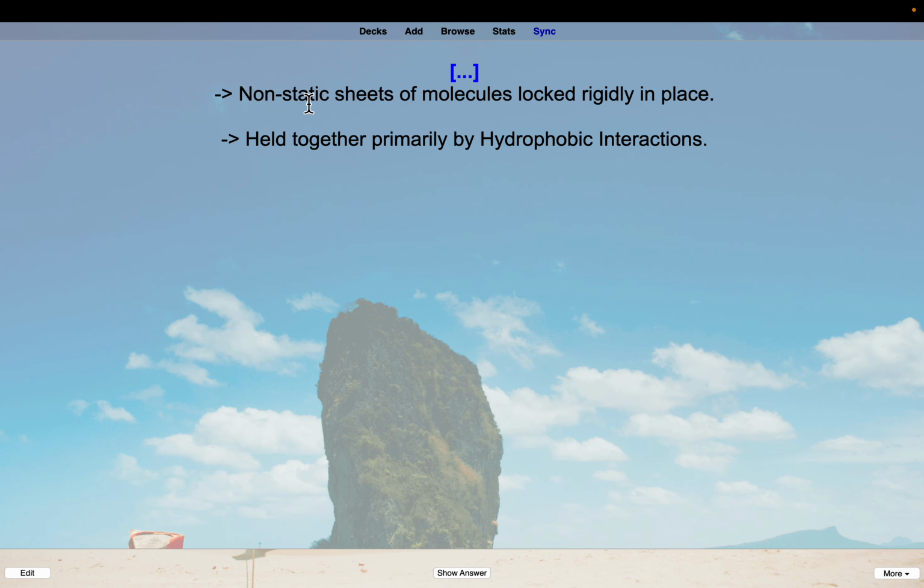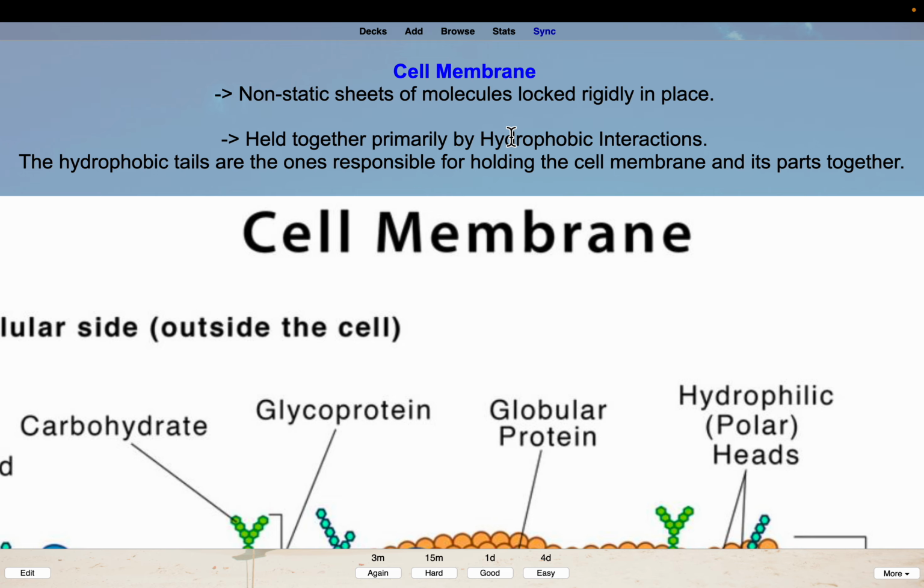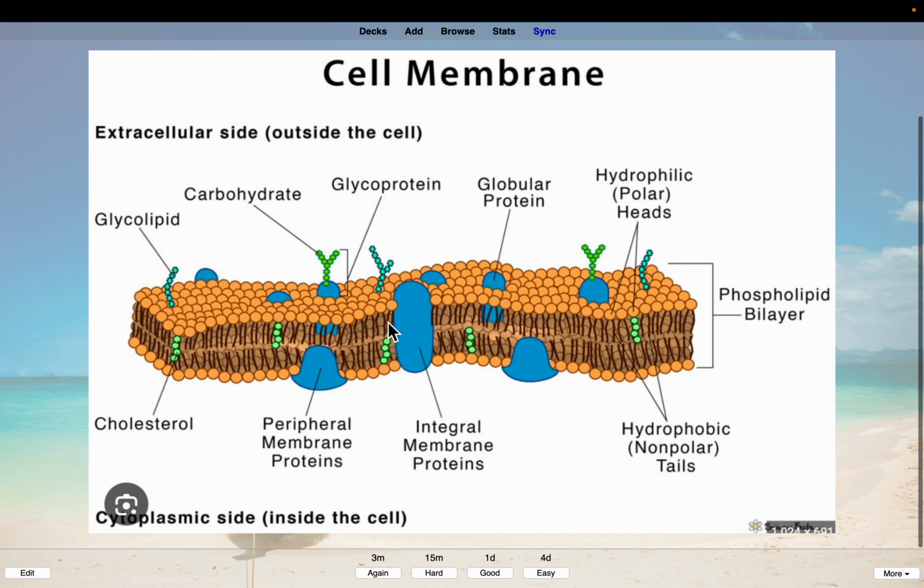So what do you call the non-static sheets of molecules that are locked rigidly in place? They are held together by hydrophobic interactions. The cell membrane. This is what the phospholipid bilayer looks like. Here is the extracellular side, the exterior environment, and this one is inside the cell. In the middle, we have the cell membrane.